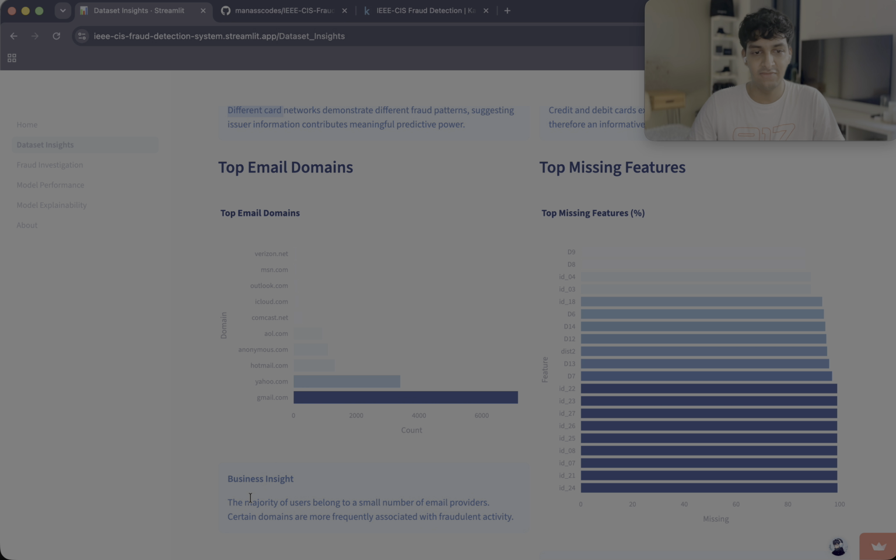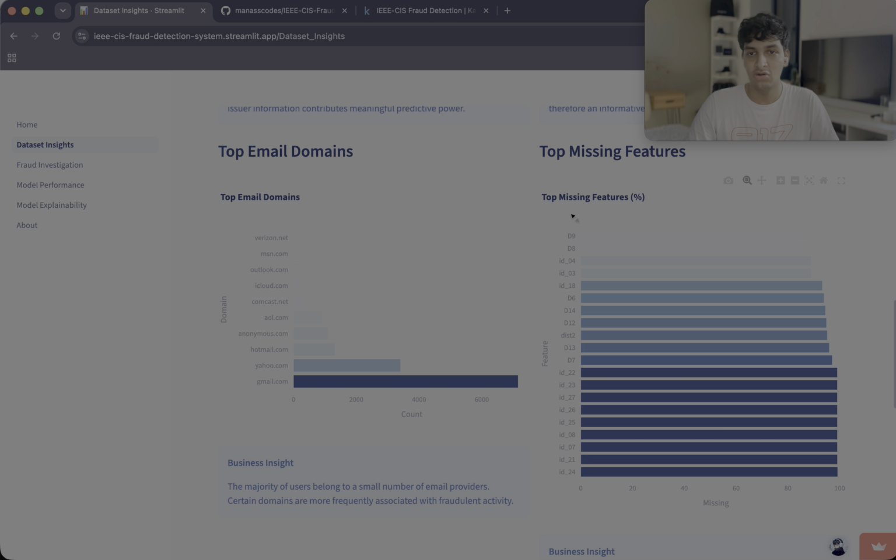So what insight have we got from this? The majority of users belong to a small number of email providers. Certain domains are more frequently associated with fraudulent activity, so we still need to investigate this. Now coming to the next feature, which is missing features. Which values are mostly missing, and in what columns?